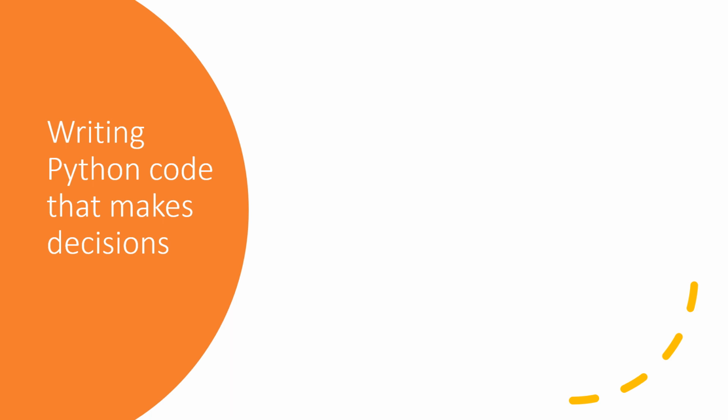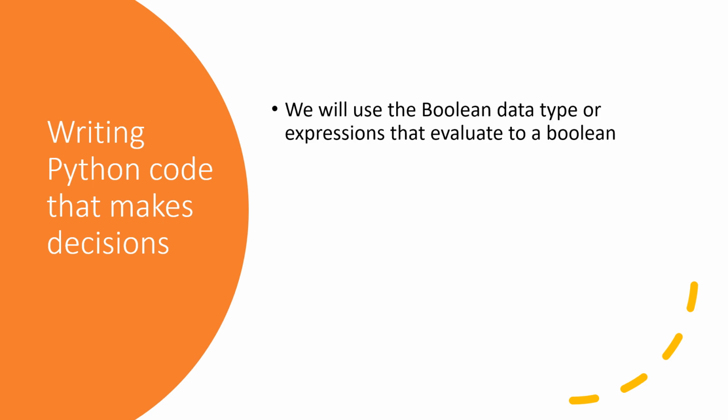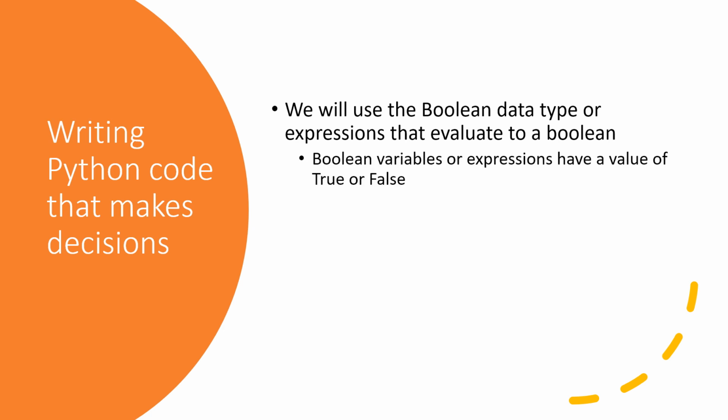Okay, in this lesson, I want to talk about writing Python code that makes decisions. This is going to make our programs a lot more interesting. So to create programs that make decisions, we will use the Boolean data type or expressions that evaluate to a Boolean. And remember, Boolean variables or expressions have a value of true or false.